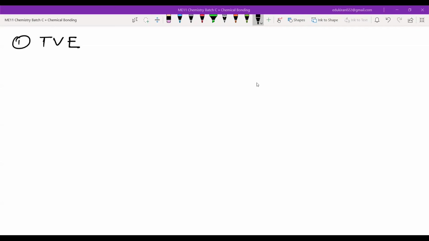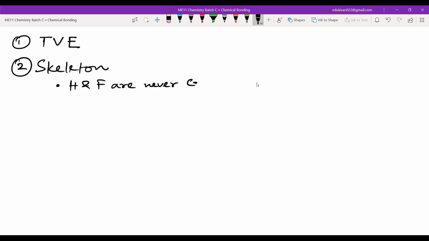Now first step is total valence electron. Second step is skeleton. And in skeleton, you have to remember what? Central atom. Hydrogen and fluorine are never central atom. And one more point, less electronegative will be central atom. There are some other points regarding central atom, but these two thumb rules will give you most of the time the central atom.